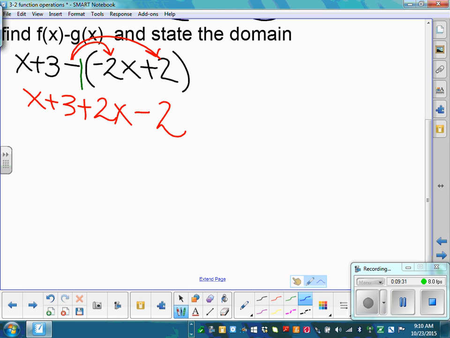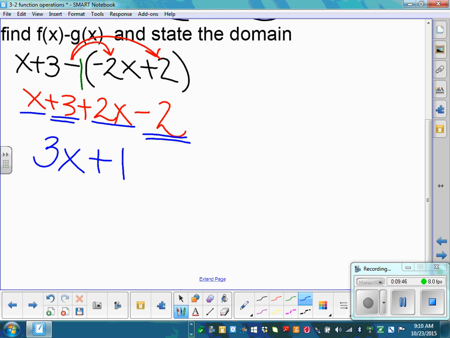We have 1x plus 2x's. How many x's? 3 x's. Very good. And then we have positive 3 minus 2. Positive 1 plus 1.